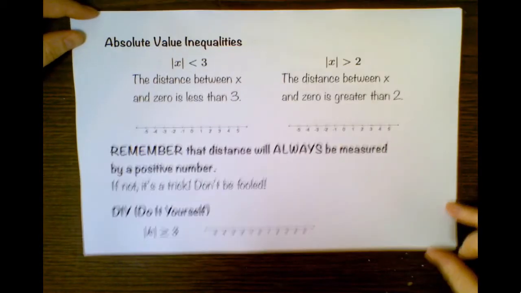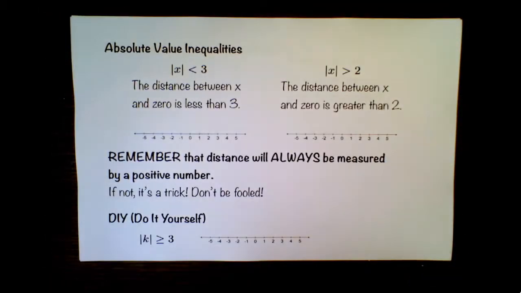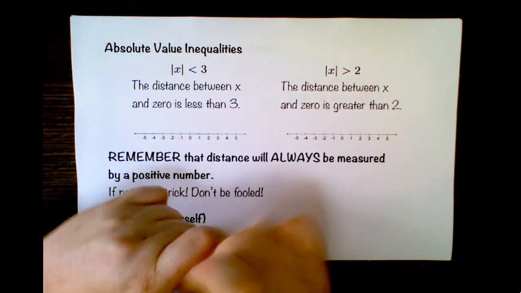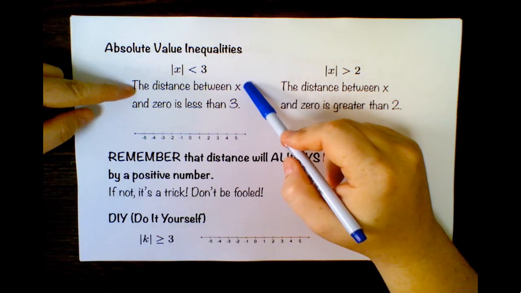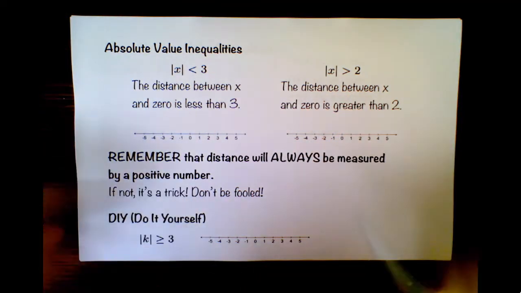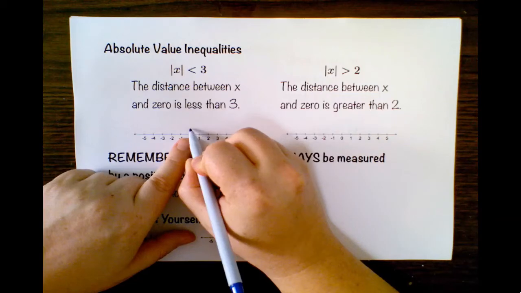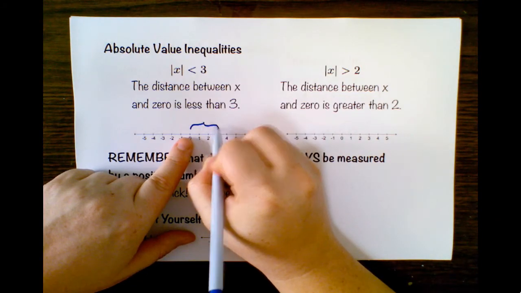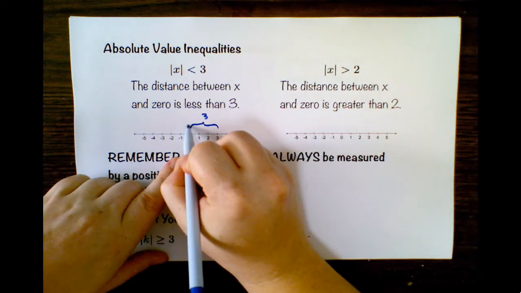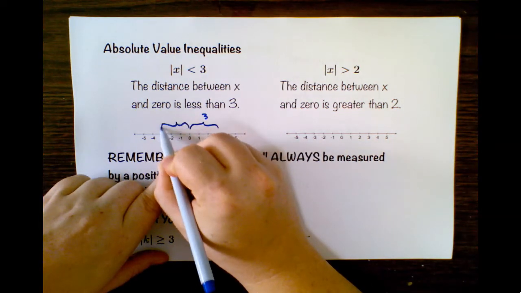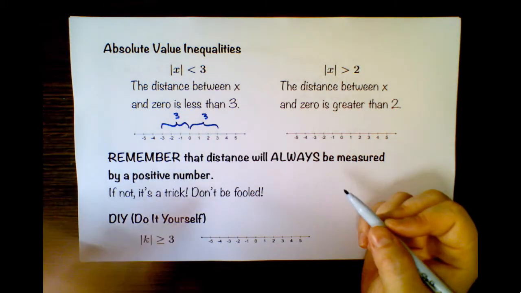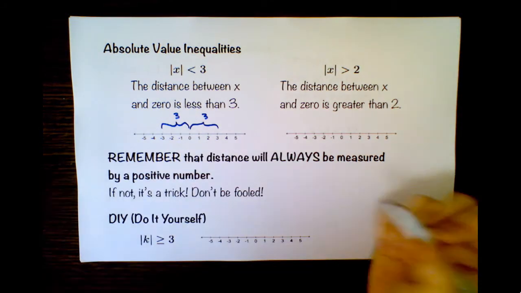Absolute value inequalities are talking about the distance between this number and 0. So here they're saying the distance between x and 0 is less than 3. Okay, so I'm going to start at 0, and I'm going to go over 3. That's 3. But of course I could go the other direction too, so let me go that way. That would be 3 in that direction. Remember that distance is always positive, so I can go that way or that way, and it's still a positive distance.